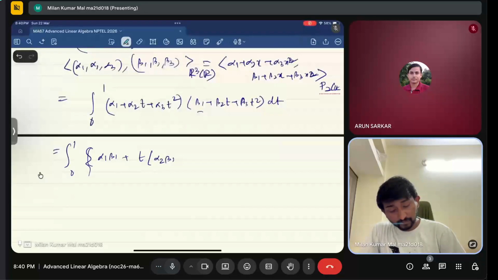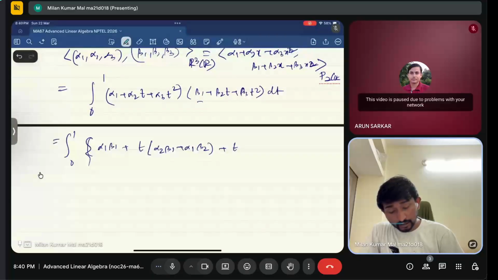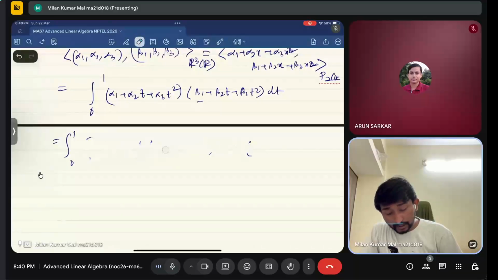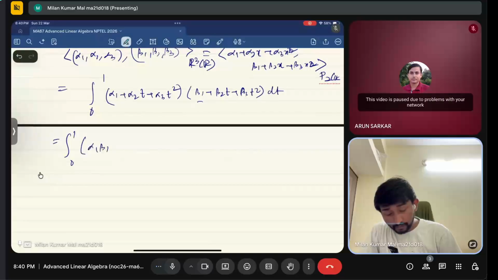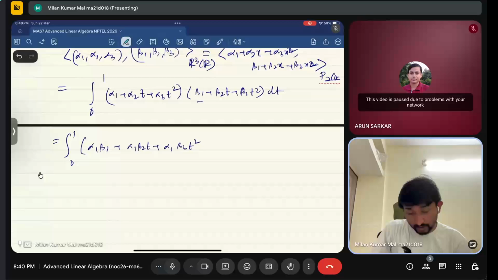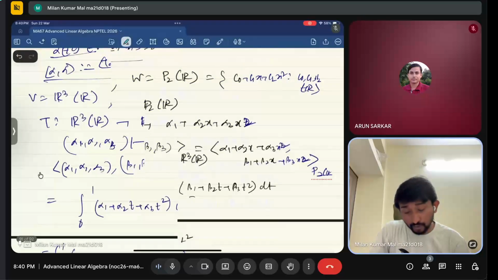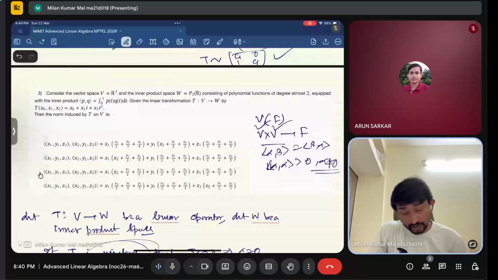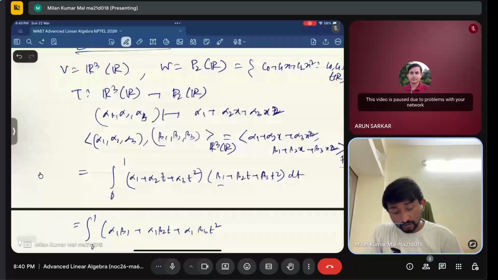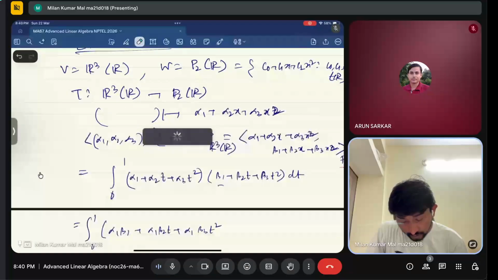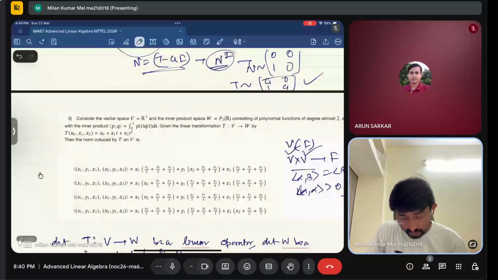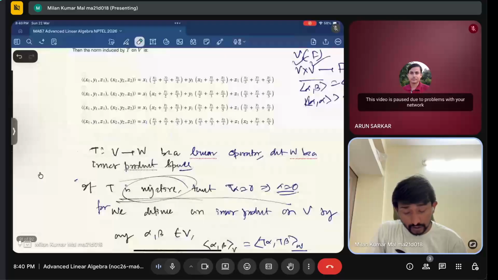The coefficient of t square, what will it be? Let me just multiply it out completely first, then I will separate the terms. So this will be alpha 1 beta 1 plus alpha 1 beta 2 t plus alpha 1 beta 3 t square. Okay, what is the question? I think I have to find it completely, so I will change the notation: x1, y1, z1 and x2, y2, z2, that is what I have to find.